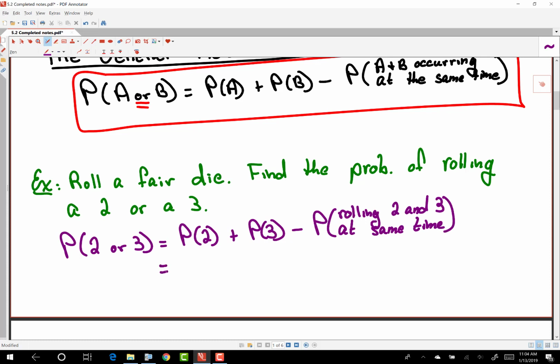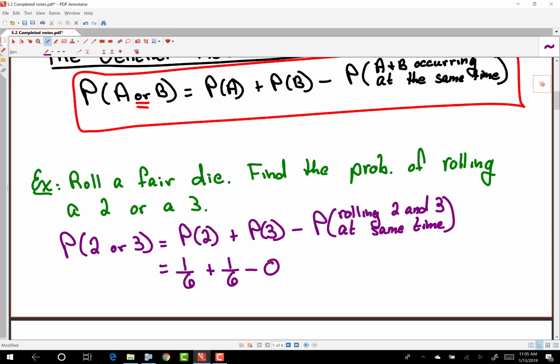Okay, well, the probability of rolling a 2, we saw in the last section, is 1 out of 6. The probability of rolling a 3 is 1 out of 6. Minus, now you're rolling the die just once, so when you roll that die, there is no way that you're going to get a 2 and a 3 at the same time. You can only get one number. You're just rolling one die. And so that is 0.